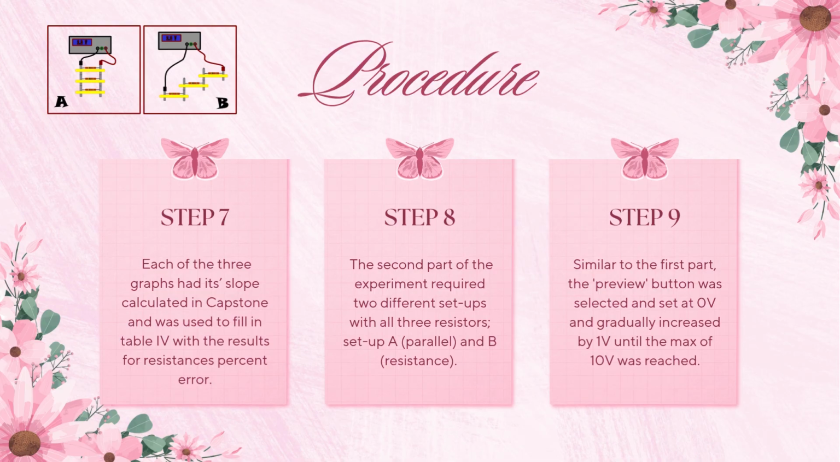Next, each of the three graphs had its slope calculated in Capstone and was used to fill in table 4 with the results for resistance and percent error.